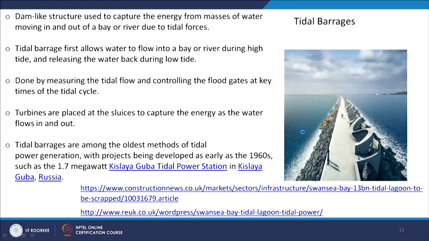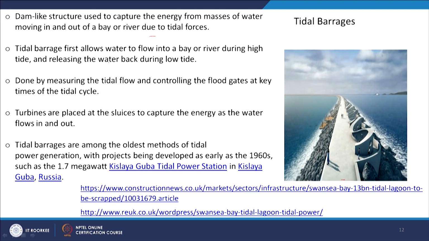And then the tidal barrage, we see here the tidal barrage, the figure shows. It is a dam-like structure used to capture the energy from masses of water moving in and out of a bay or river due to tidal forces. So, these are the photographs shown.